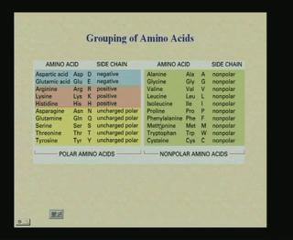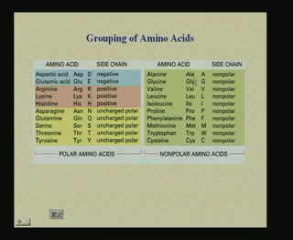Then we have the non-polar amino acids. These non-polar amino acids, also called hydrophobic amino acids, would tend to be away from the solvent. Why? Because they have no favorable atoms or no favorable interactions with the solvent. Why is that? Because all these side chains mostly contain carbon and hydrogen.